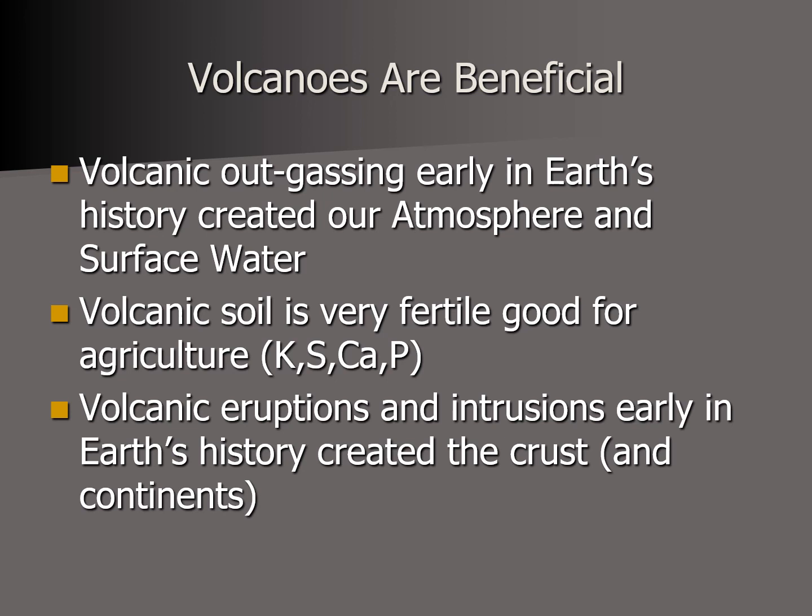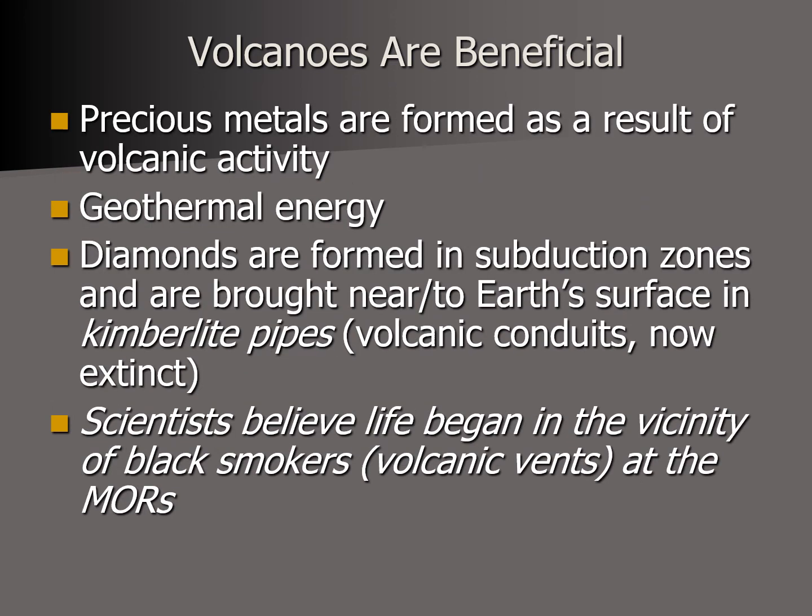Volcanic outgassing early in Earth's history created our atmosphere that we breathe and our surface water. Volcanic soil is very fertile. It's great for agriculture. It gives you good nutrients that you need. So granite, for example, good volcanic soil, but particularly the extrusive kind. So soil made from basalt, andesite, or rhyolite. Third bullet there, volcanic eruptions and intrusions early in Earth's history created the crust and continents that we live on.